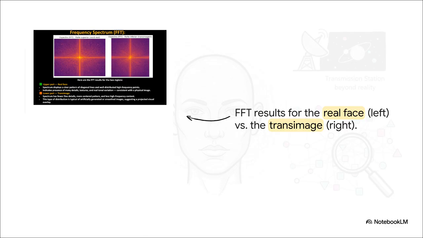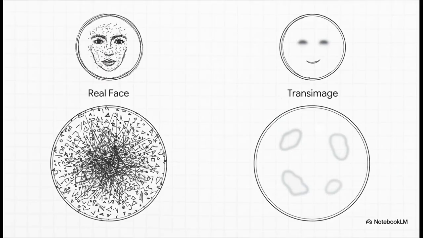Again, the visual difference is just striking. The image on the left, from the real face, shows this really complex, spread-out pattern. The one on the right, from the transimage, looks a lot smoother and much more concentrated in the center. So the interpretation here is that the complex pattern from the real face, with all those high-frequency points, represents all the rich textures you'd expect: skin, hair, the way light hits a physical object.